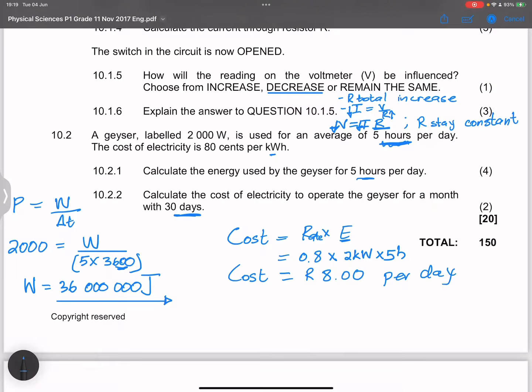Now for 30 days, all we're going to do is take that amount. I'm going to say 8 multiplied by 30, and that will give us 240 rands. So that's the amount of electricity that we will use in a span of 30 days. Ladies and gents, and that brings us to the end of this question paper.